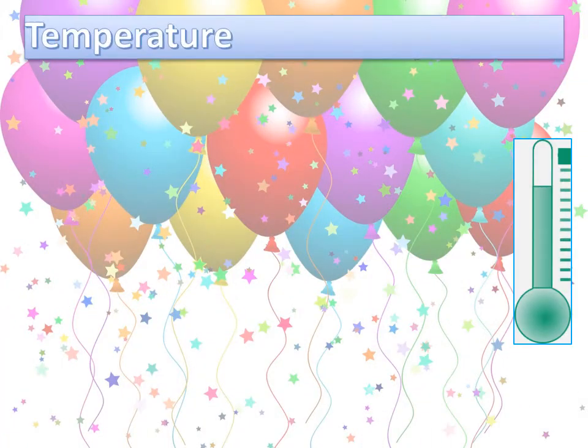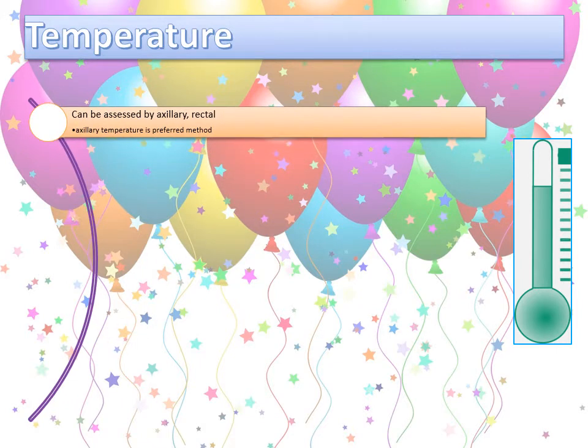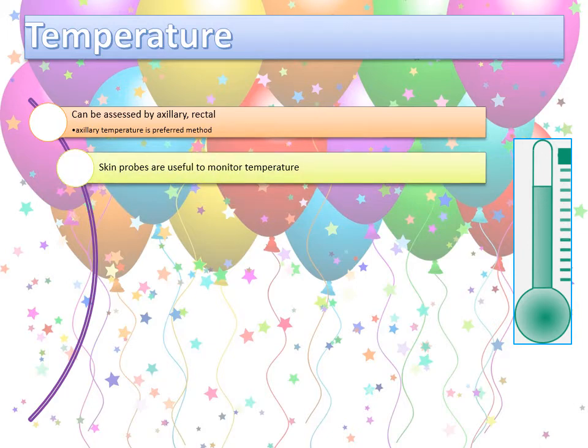We will also be assessing the temperature. The temperature can be attained by the axillary or rectal method. The axillary temperature is the preferred method. Skin probes are also useful to monitor temperature.